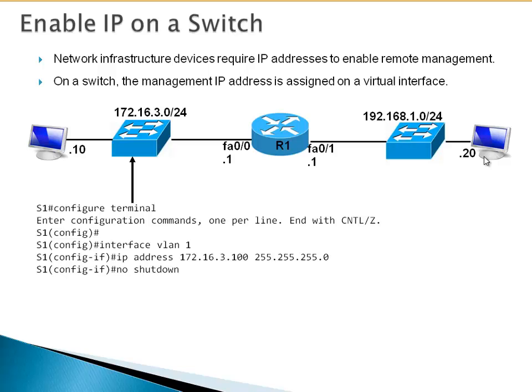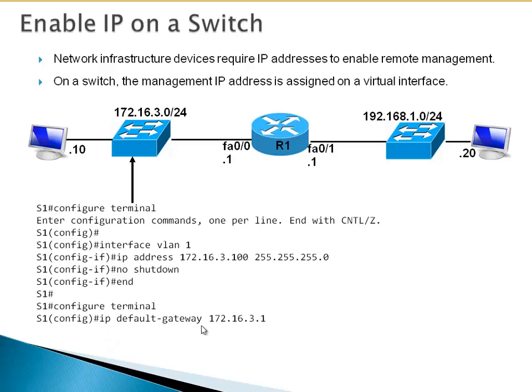Now, there's no more configuration we need to do if we want to remotely manage the switch from the local network. From this PC, we can manage the switch. But for this switch to be managed from a remote PC somewhere in another network, we have to give a default gateway. So again, global configuration mode, then we say ip default-gateway 172.16.3.1, which is this interface here. Now, this PC can send telnet and SSH traffic to manage this switch, and this switch will be able to reply back to the PC.